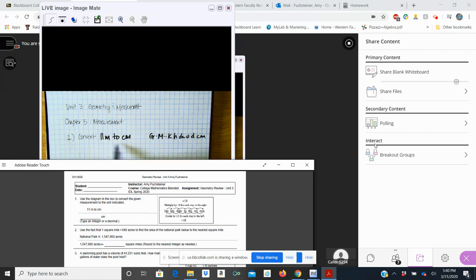All right, so meters to centimeters. When you're converting meters to centimeters, your decimal place moves 2 places to the left. So 11 meters is the same as 1,100 centimeters. Meters to centimeters is 2 places to the left. That's how come I knew to take my current decimal point and move it 2 places to the left.